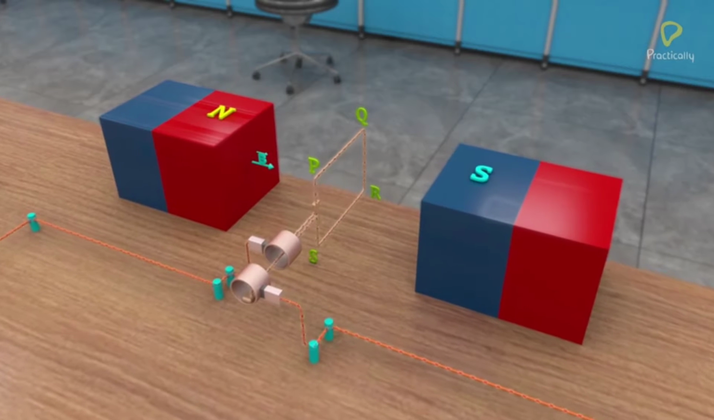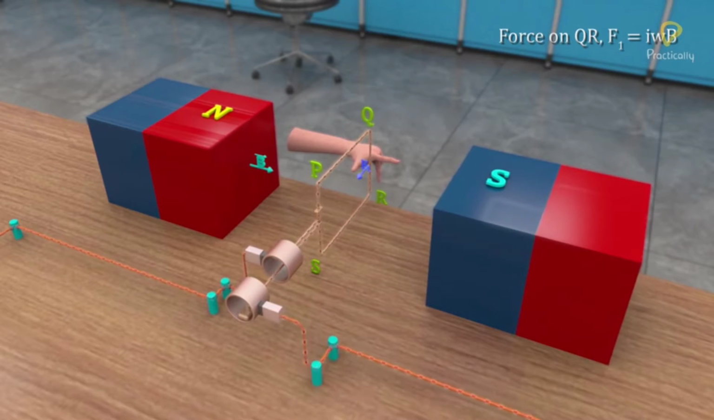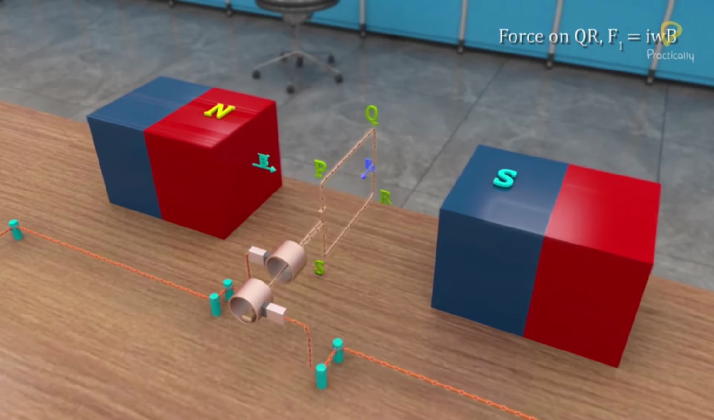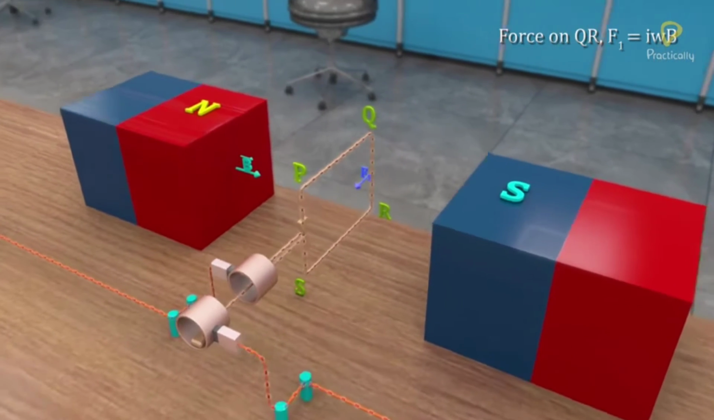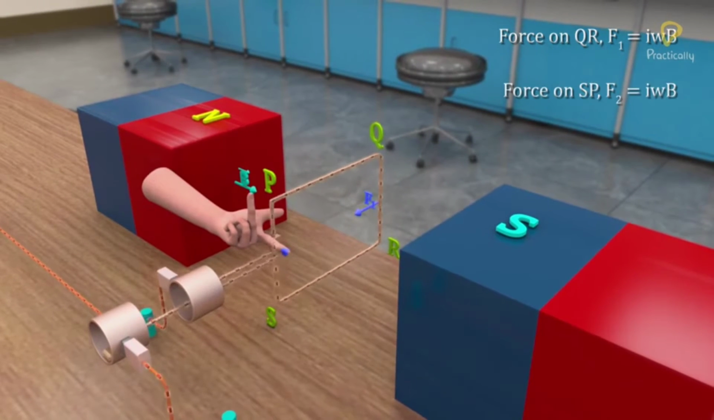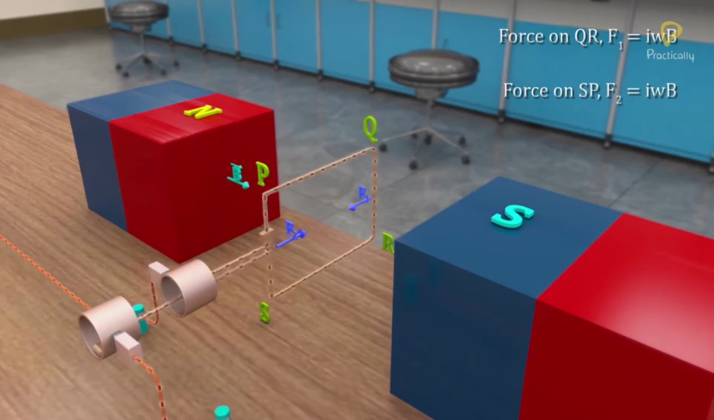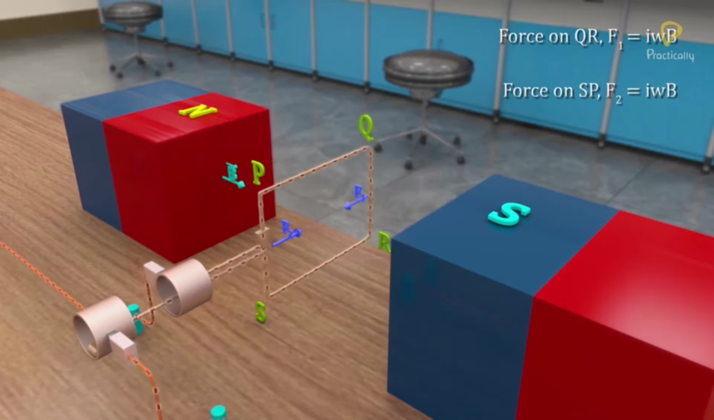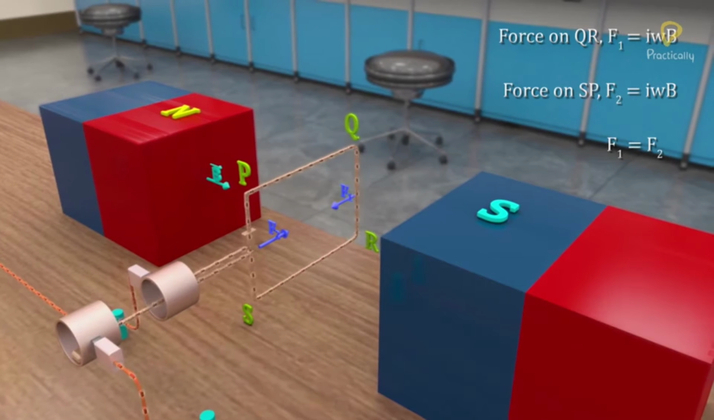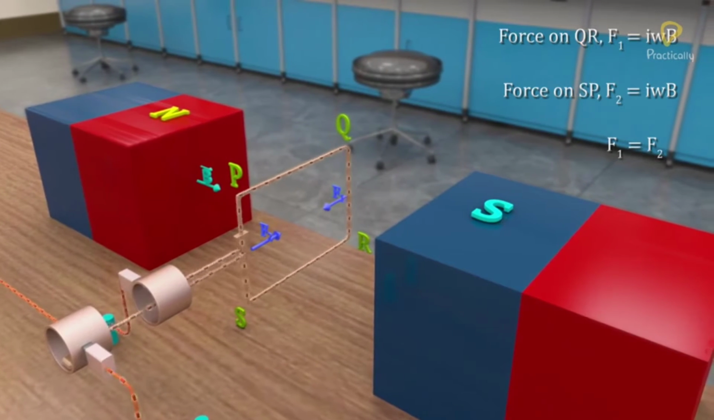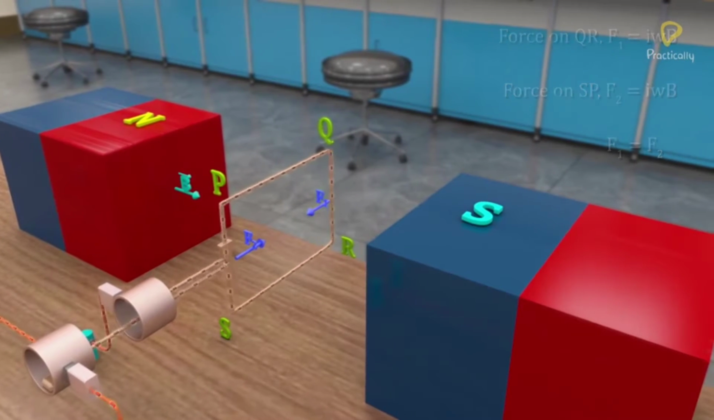On applying Fleming's left-hand rule on side QR, the magnetic force F1 equal to IWB turns out to be perpendicular to QR and to the magnetic field. Magnetic force F2 on SP, that is equal to IWB, turns out to be opposite to F1. As you can see, forces F1 and F2 are equal in magnitude, opposite in direction, and have the same line of action. Hence, the resultant effect on the loop is zero.